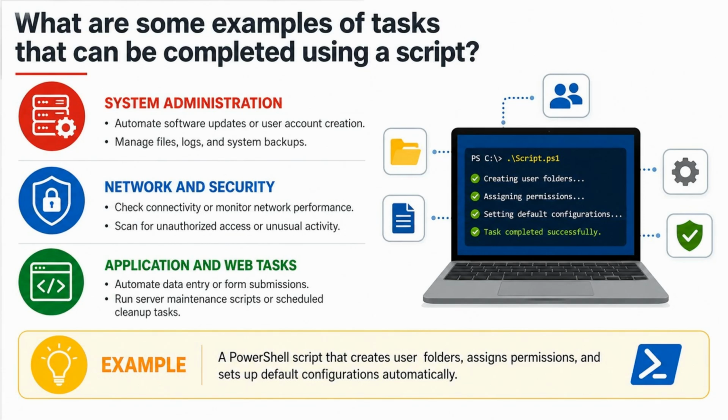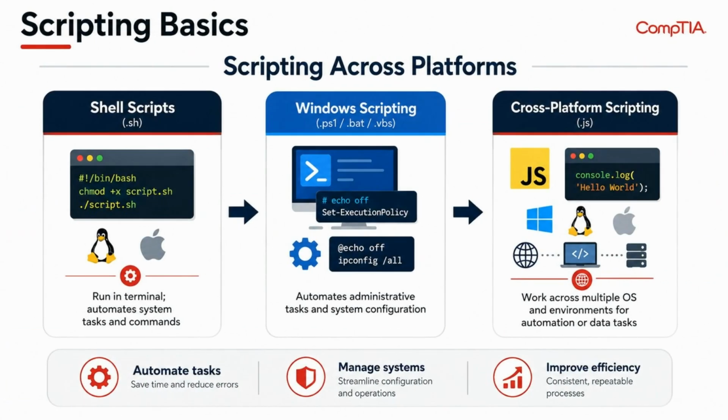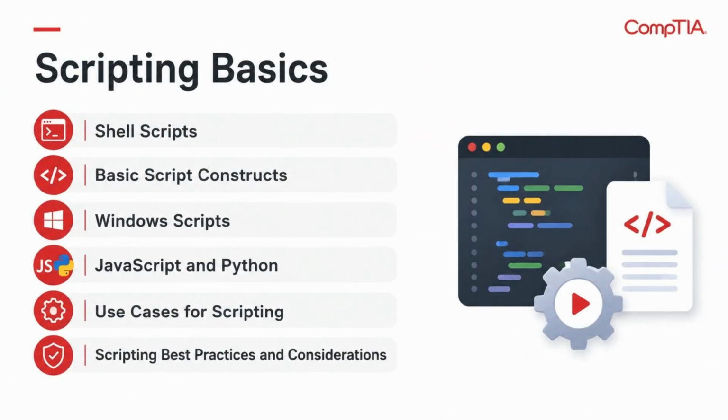One example: a PowerShell script that creates user folders, assigns permissions, and sets up default configurations automatically. Here's a visual roadmap of what this lesson covers: shell scripts, basic constructs, Windows scripts, JavaScript and Python, use cases, and best practices. Here's what this lesson covers in text: shell scripts, basic script constructs, Windows scripts, JavaScript and Python, use cases for scripting, and scripting best practices and considerations.